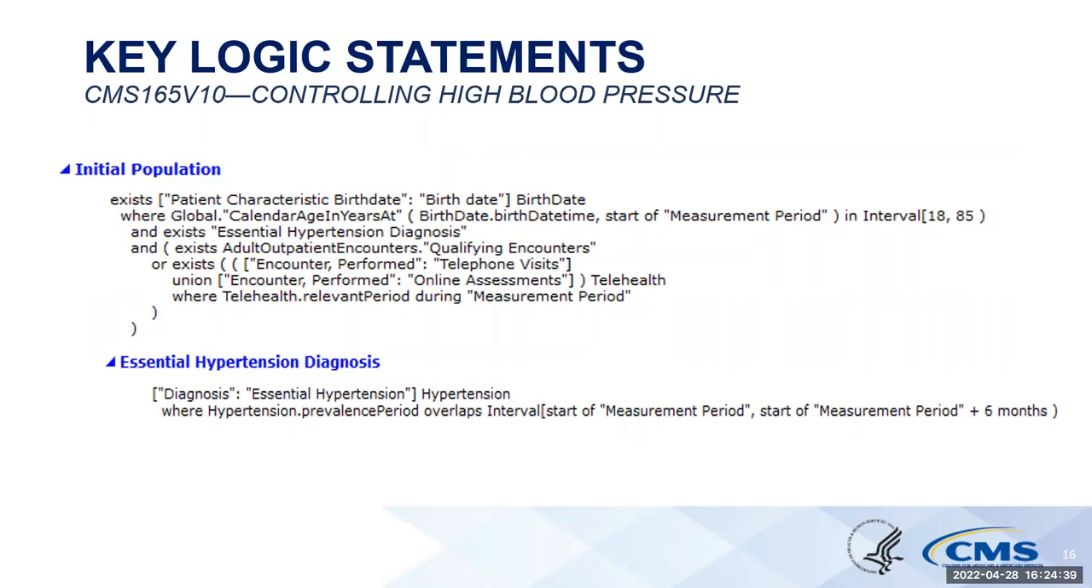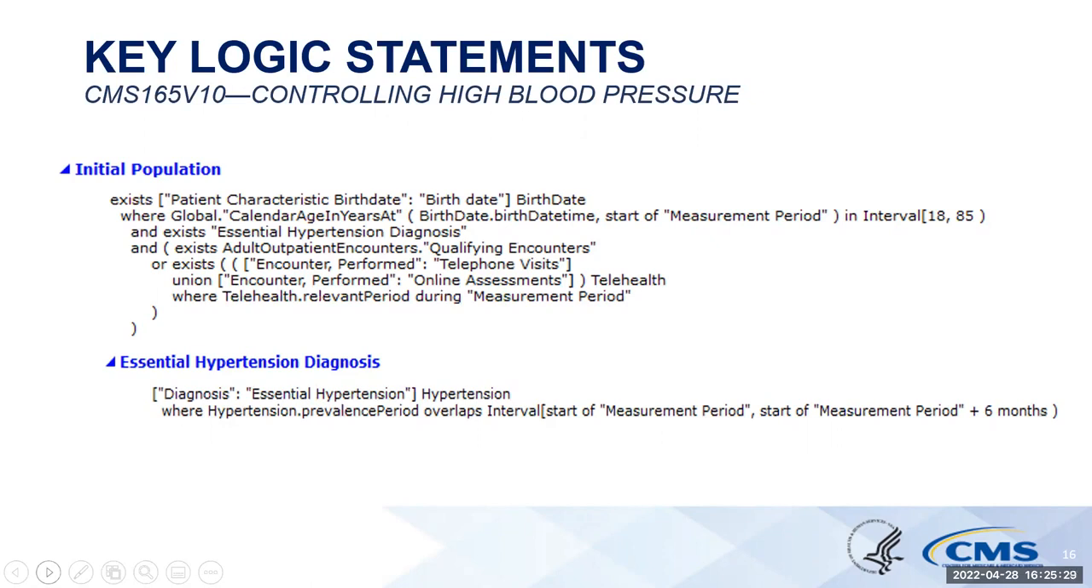Next, let's review just a few key pieces of logic for CMS 165, beginning with the initial population. As we discussed on a previous slide, patients 18 to 85 with a diagnosis of essential hypertension are included in the initial population. The parameter for using the patient's birth date, the function called calendar age in years at, is used to calculate the patient's age at the start of the measurement period. For this initial population, the patient needs to be 18 to 84 on January 1st, 2022 to meet this criteria. The intent of the measure is to capture patients who turn 85 by the end of the measurement period by including patients who are 84 at the start of the measurement period.